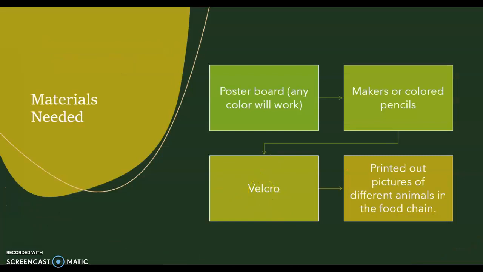The materials needed. You'll need a poster board, any color will work, markers or colored pencils, Velcro, and if you don't have Velcro, tape will work too, but in order for this project to be fully successful, it would probably be easier if you had Velcro so the students can take the pictures on and off, and print out pictures of different animals from the food chain.